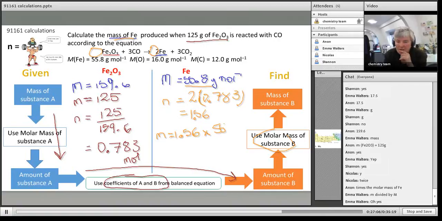Okay, so Emma, you got n is equal to mass divided by molar mass, correct? But we're going to be finding mass, so we have to move the big M around. So it's 55.8, and again, it's useful putting in units so you know you are cancelling them out correctly. So I just go times 55.8 and I get an answer of 87.406. And I'll write that down because I want to check rounding.